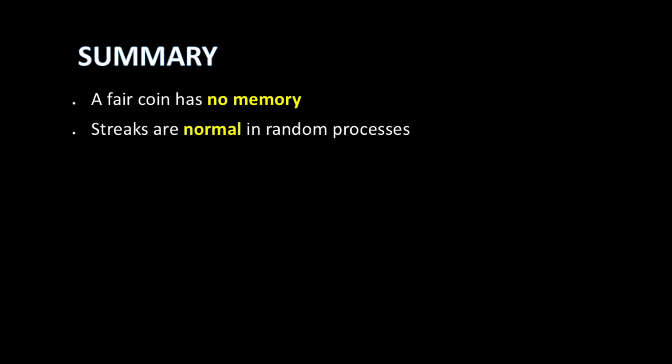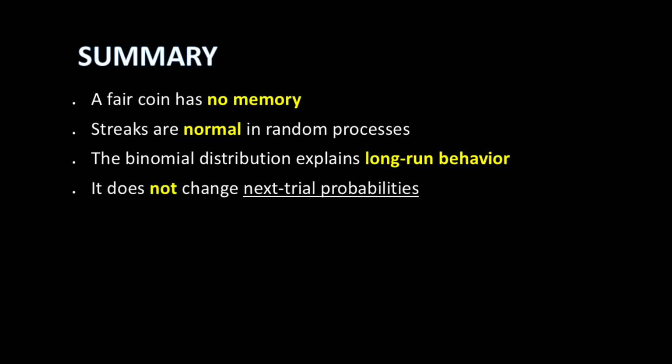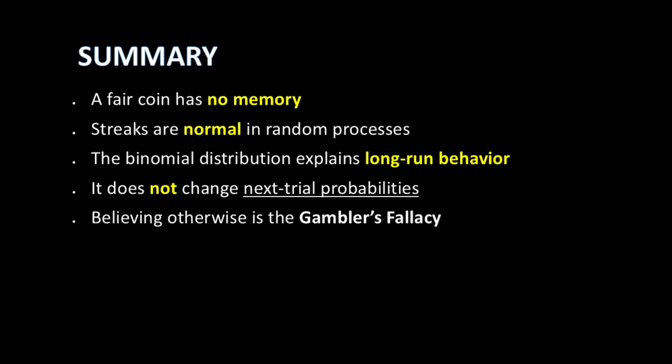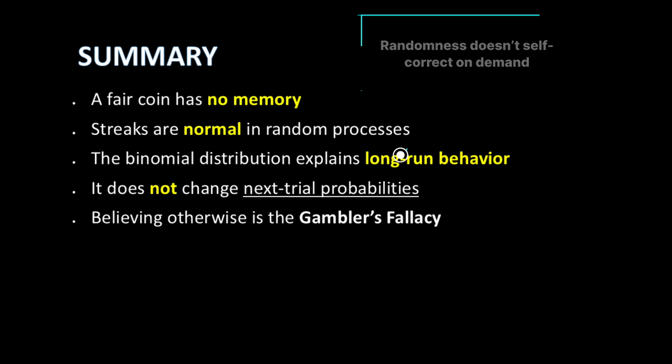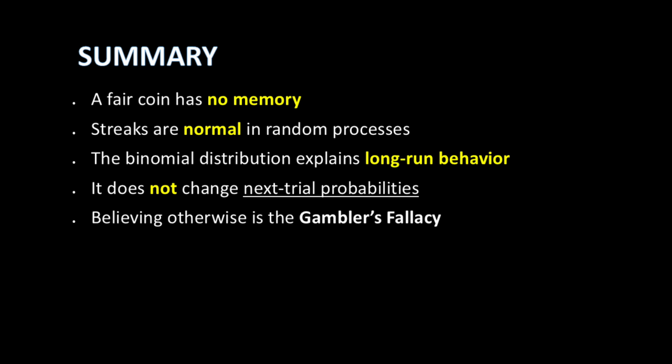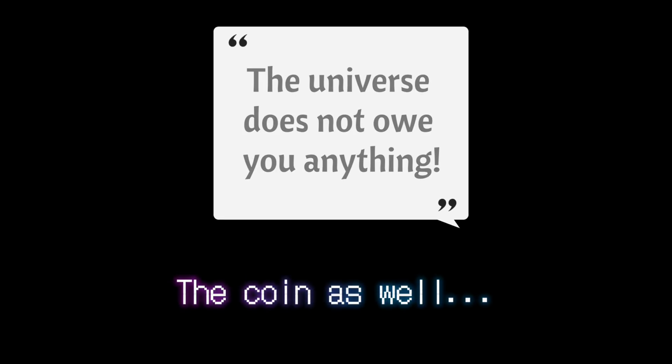Let's summarize. A fair coin has no memory. Streaks are normal in random processes and should be viewed from the long-run context, not from the immediate short run of the streak. The binomial distribution explains long-run behavior. It does not change next trial probabilities, and believing otherwise is the gambler's fallacy. Randomness doesn't self-correct on demand. So, the next time you see a long streak, remember, the coin doesn't owe you anything, and there's no reason for the next toss to depend on previous tosses if it's a fair coin.